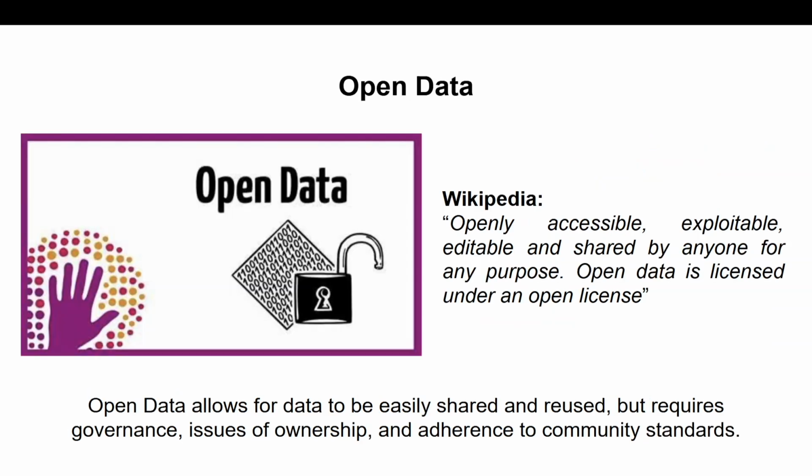Okay, now we talk about open data. Open data is a part of open science as well as a part of open access. Wikipedia defines open data as openly accessible, exploitable, editable, and shared by anyone for any purpose. So it's a data set that you can access, you can exploit or change, do analyses on, edit, and even share. Anyone should be able to do this. When they say any purpose, they mean that it's licensed under an open license.